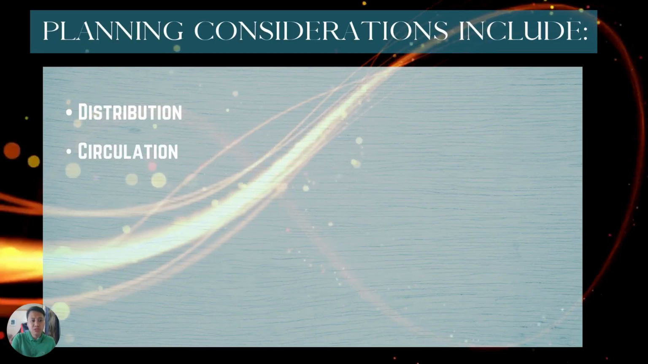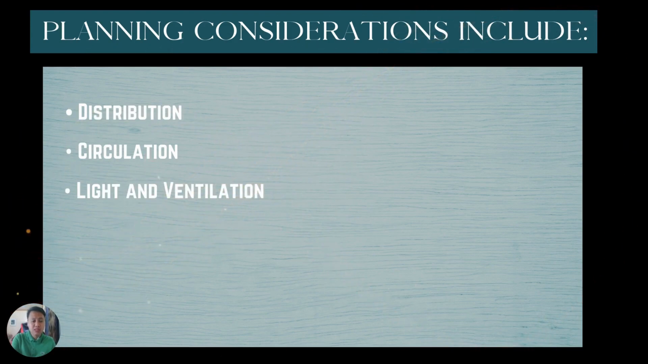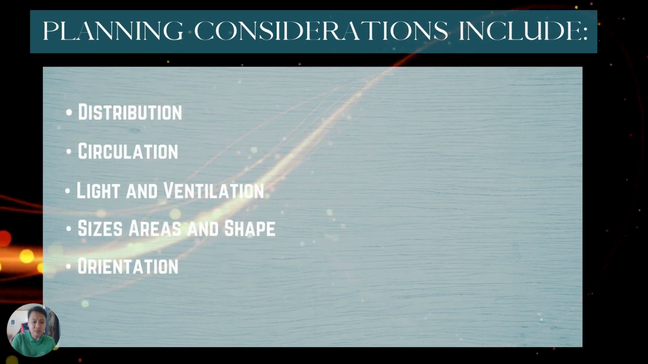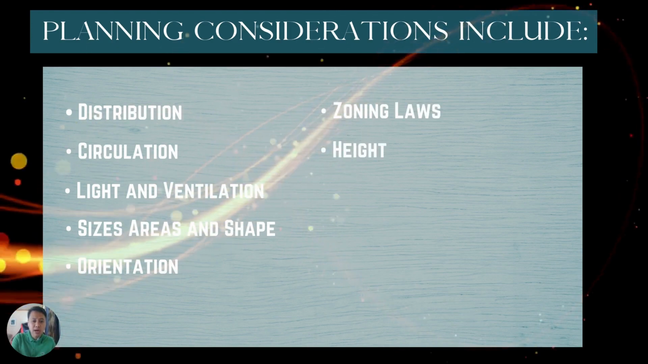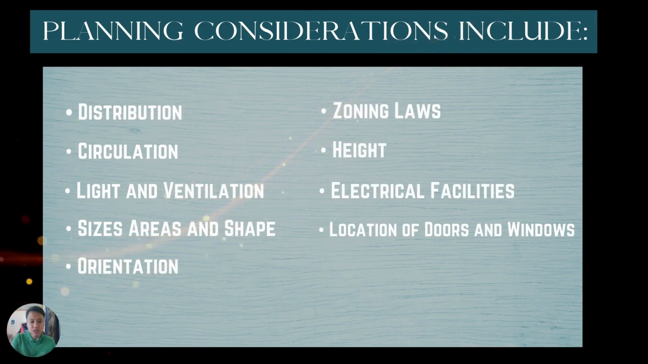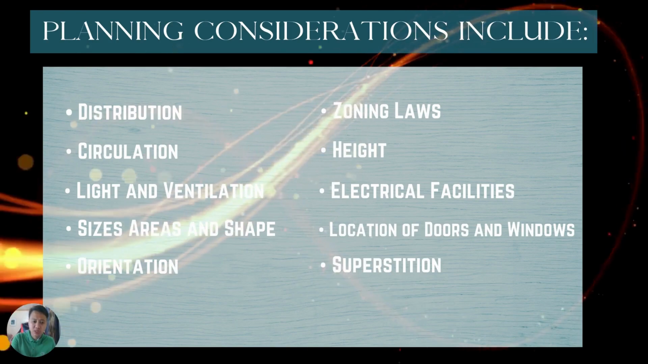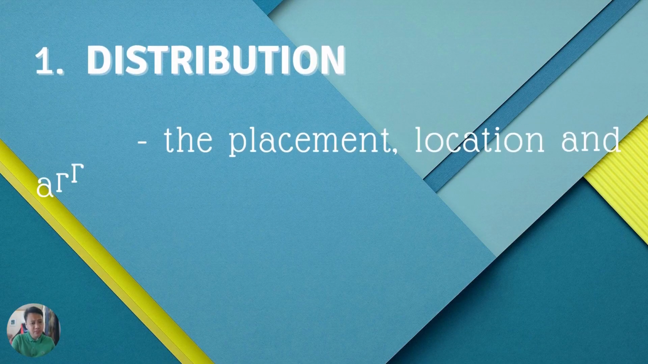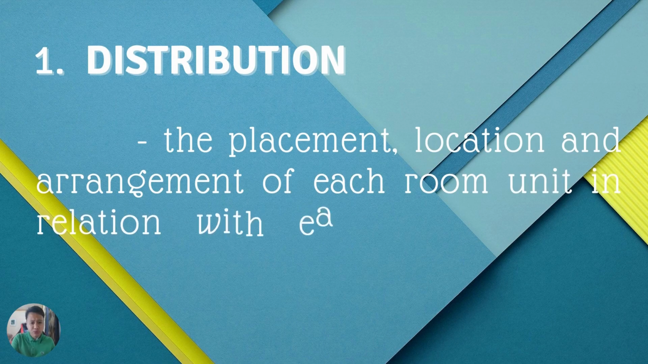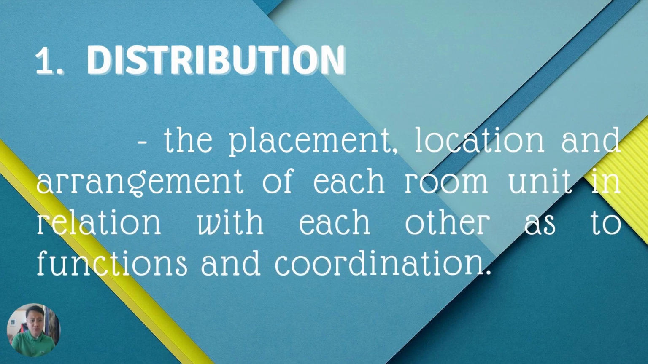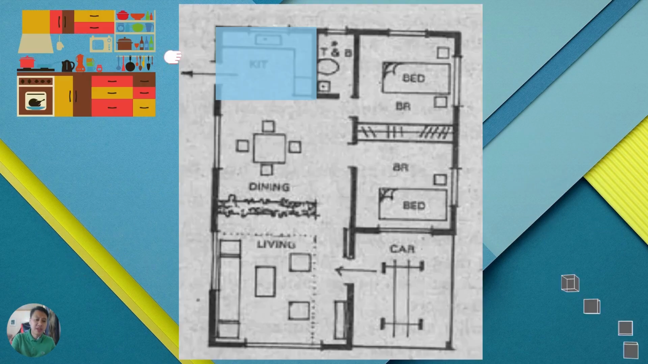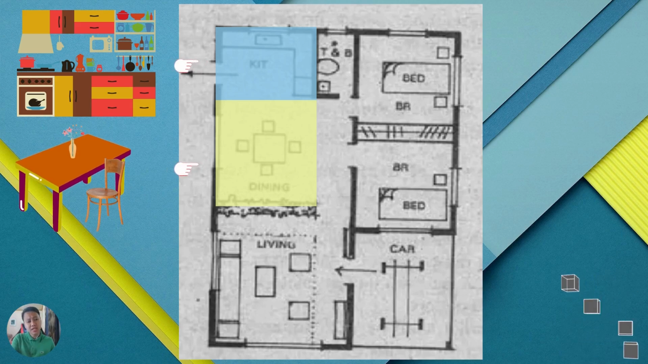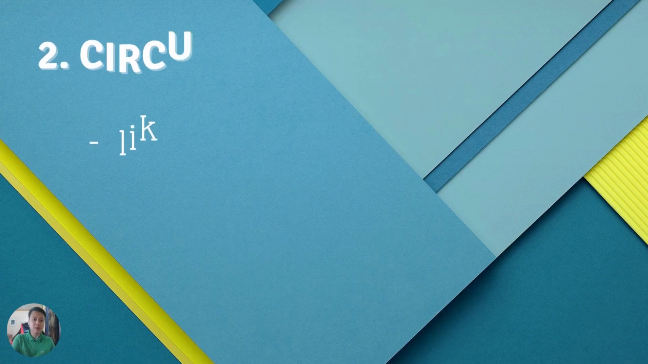Planning considerations include distribution, circulation, lights and ventilation, sizes, areas and shape, orientation, zone laws, height, electrical facilities, location of doors and windows, and superstitions. Distribution refers to the placement, location, and arrangement of each room unit in relation with each other as to function and coordination. Isang magandang halimbawa nito ay ang ugnayan ng kitchen at dining, which primarily requires accessibility on food servicing. These area units are interrelated at hindi dapat malayo sa isa't isa.